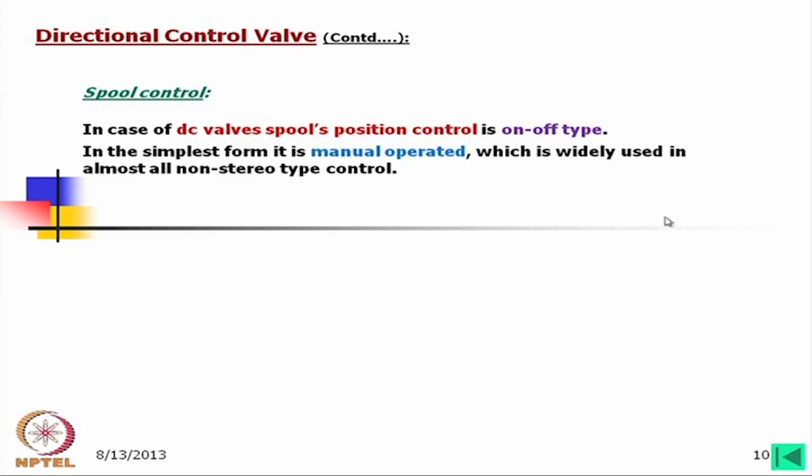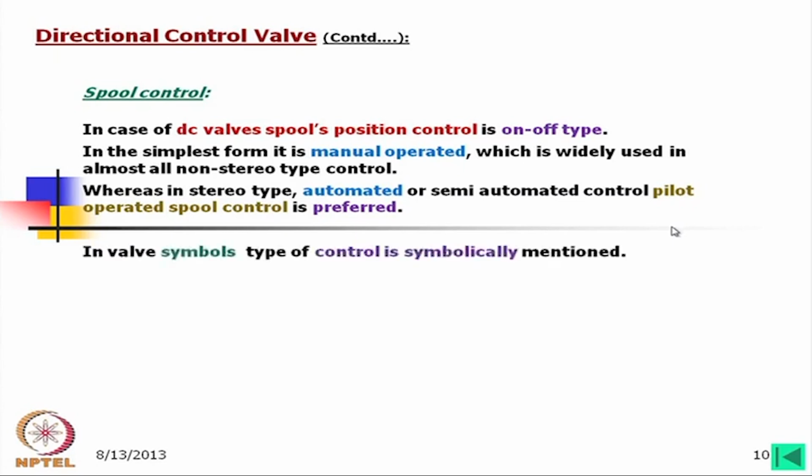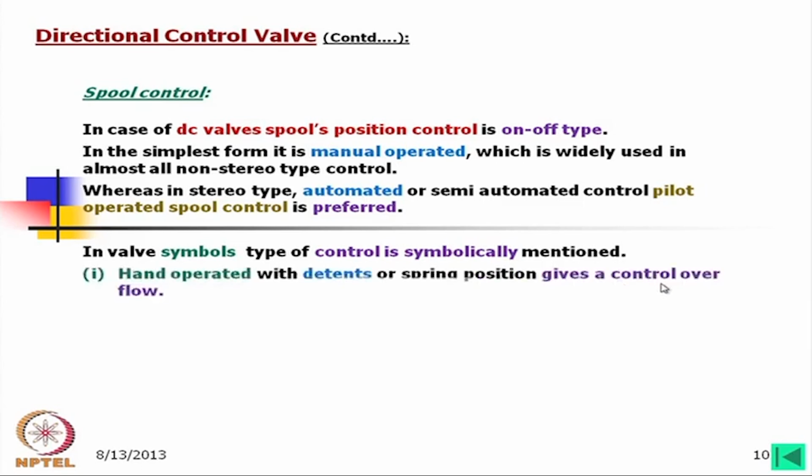In the simplest form, it is manually operated. The spool is manually operated, which is widely used in almost all non-stereotype control. Whereas in stereotype, that is automated or semi-automated control, pilot operated spool control is preferred. The type of control is symbolically mentioned in the valve symbols. In valve symbols, we also mention how it is controlled.